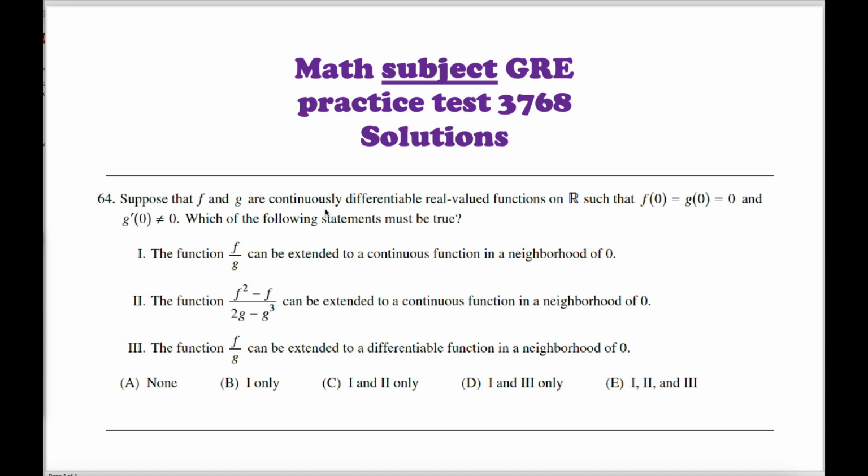f and g are continuously differentiable real-valued functions. f of 0 equals 0, g of 0 equals 0, and g prime of 0 does not equal 0. The question is, can we necessarily extend the function that's a quotient of these two functions to be a continuous function? At least that's the question in part A, and the answer is absolutely you can.